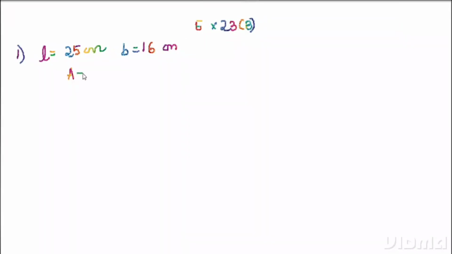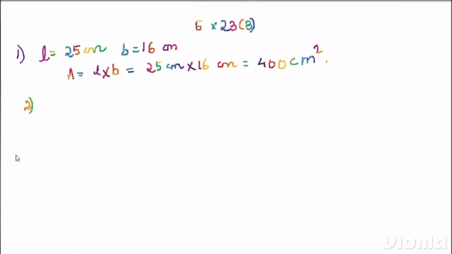What you have to do? Area is nothing but length multiplied by breadth. So you get 25 centimeter multiplied by 16 centimeter, and after multiplying you get 400 centimeter square. Remember that the area unit is in terms of centimeter. Since there are 2 centimeters, it is centimeter square. So this is the first question.